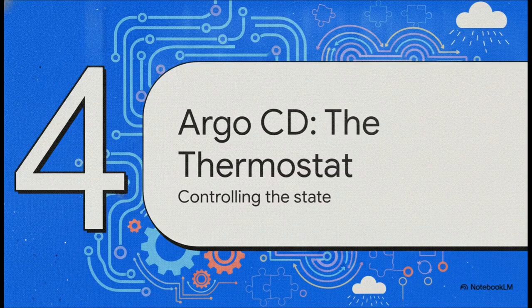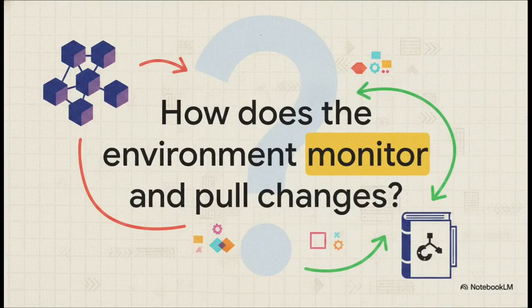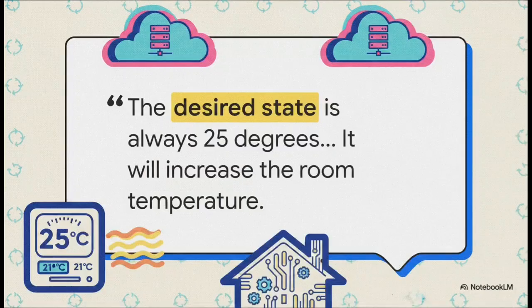Let's dive into Section 4, ArgoCD, the thermostat. So you might be wondering, how does a cluster just know how to continuously monitor a Git repo and pull these changes? Well, the magic happens through Kubernetes controllers, and specifically, a brilliant tool called ArgoCD. To really wrap your head around ArgoCD, think about the thermostat in your house. It's honestly the perfect real-world analogy for declarative logic.